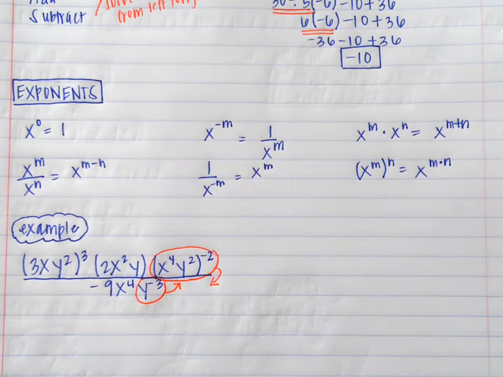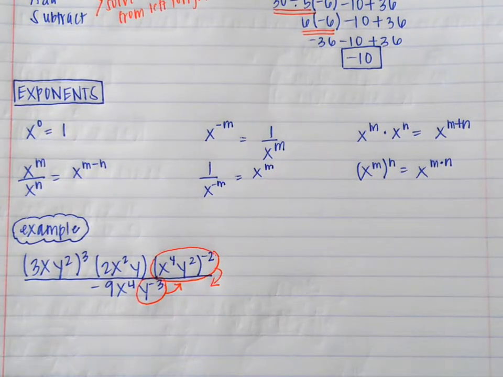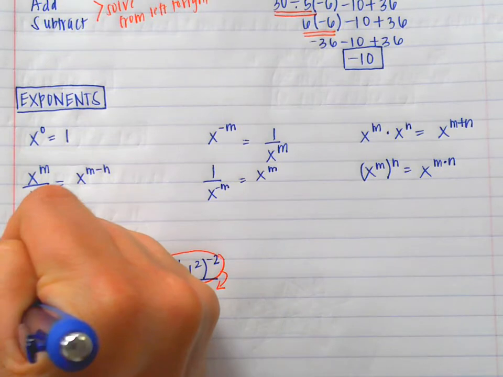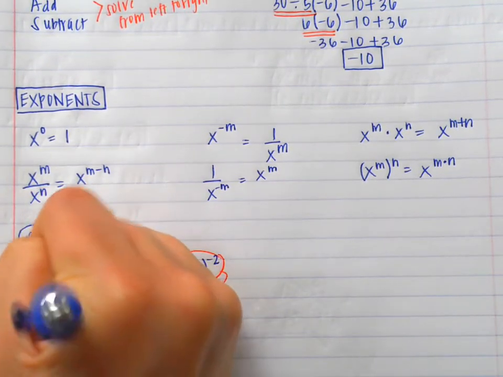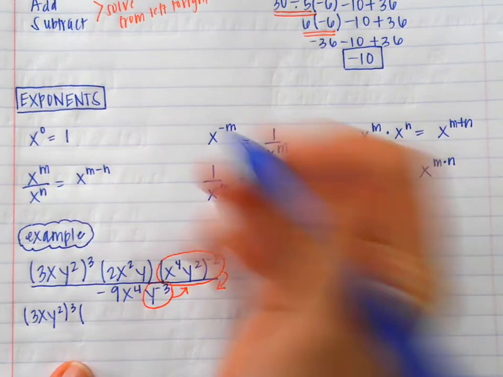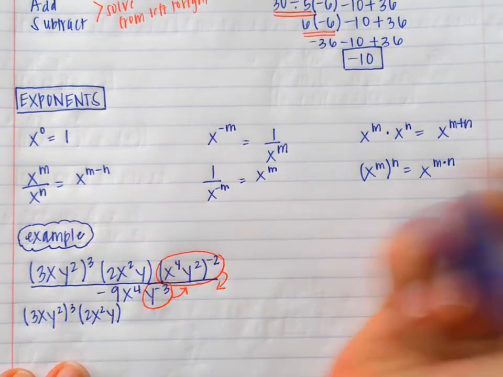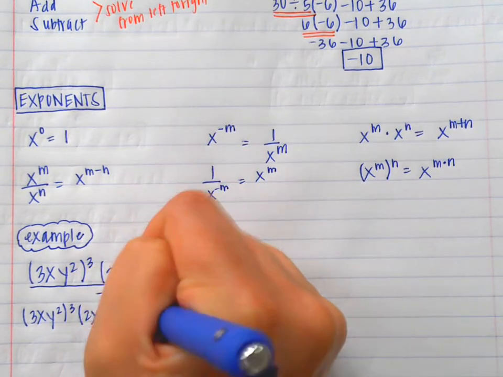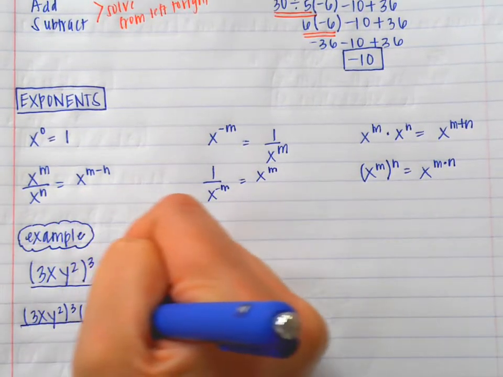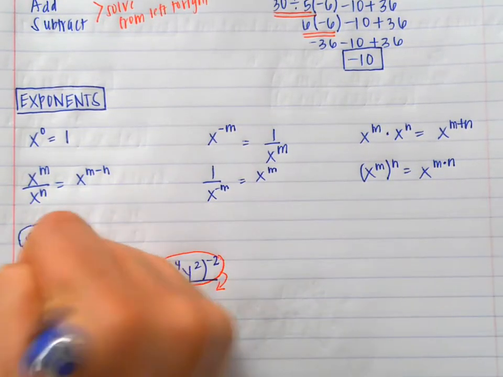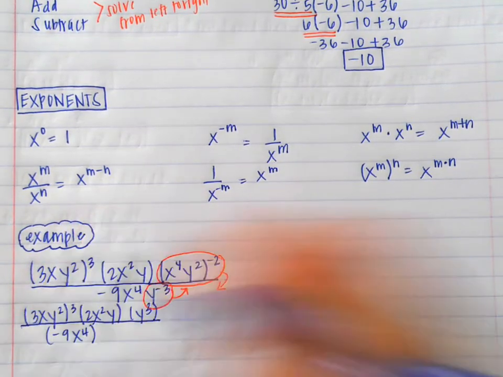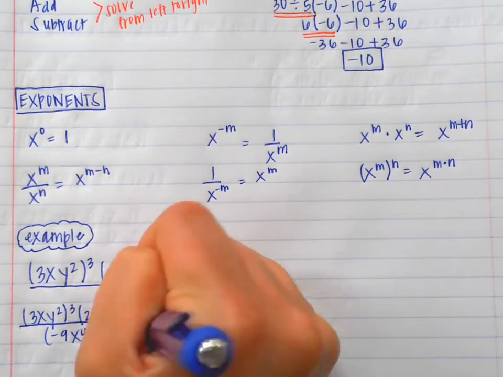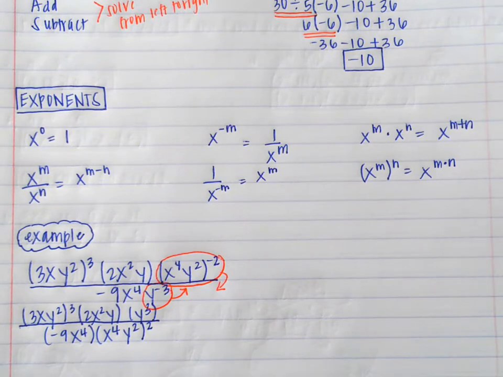And then I'm going to rewrite it. I know some of you guys are going to be like, come on. But I'm just going to show you step by step by step. So we have 3x y squared cubed, 2x squared y. This is moving to the bottom. This is moving to the top. So I'm just going to put it in parentheses, y cubed. You don't have to put it in parentheses. All over, I'm going to put this in parentheses, negative 9x to the fourth. And then that's all going to be in the bottom now. So x to the fourth, y squared, now with a positive 2 exponent.